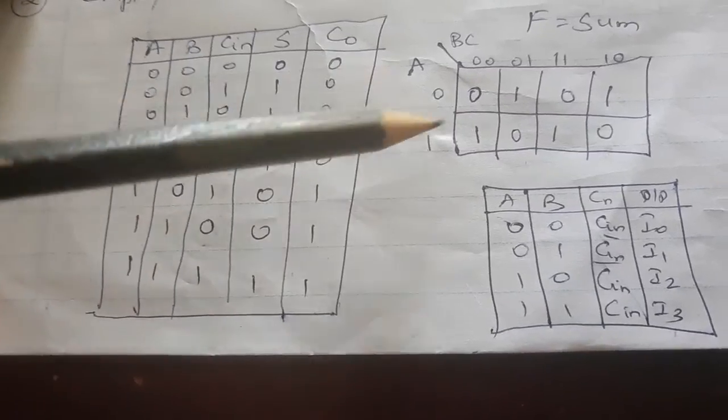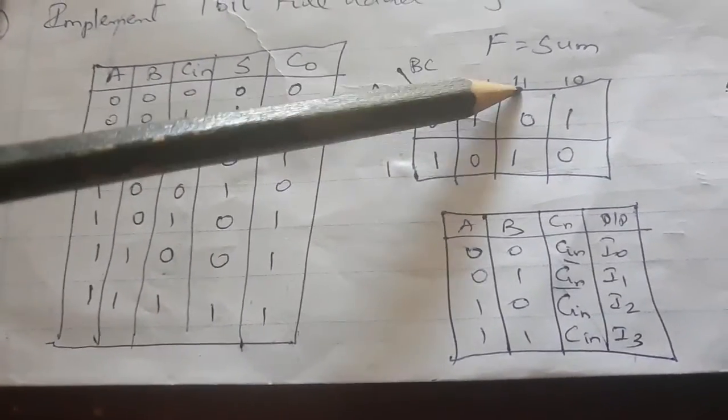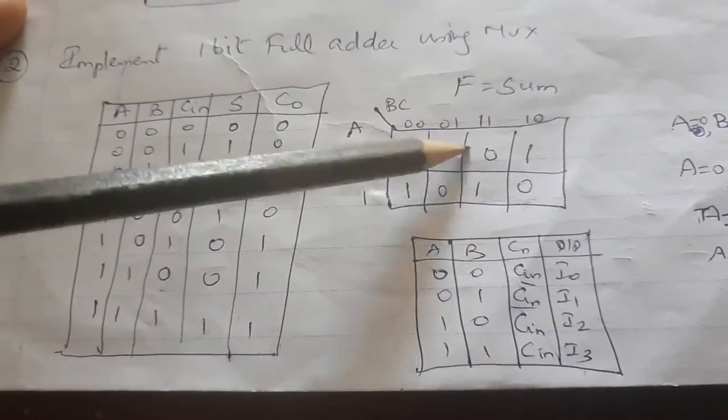Next condition, 1, 1, it is representing I3. A is 1, B is 1. What is the value left over? C. I3 is C. This is how we have done the truth table for this. You have a truth table, you have marked it.